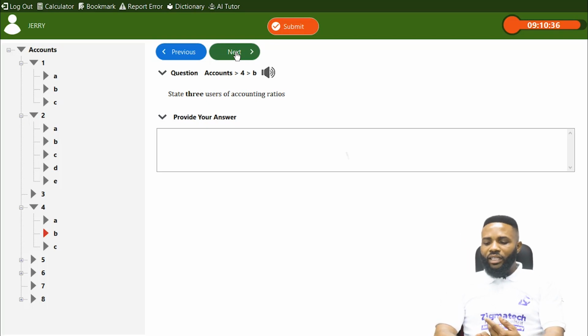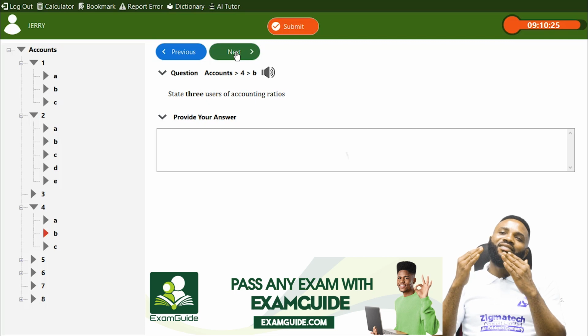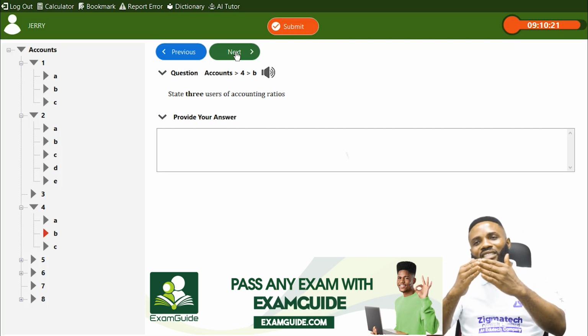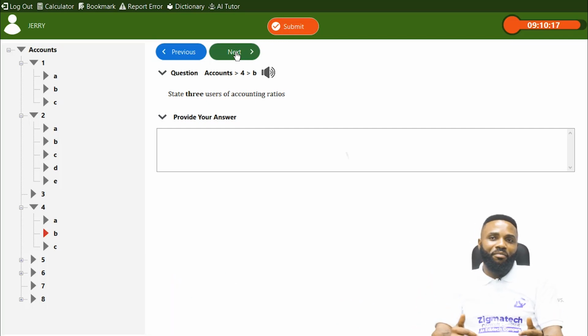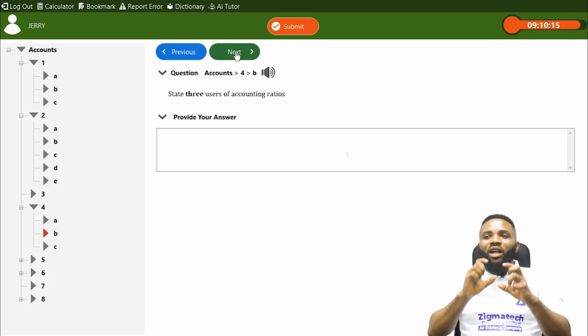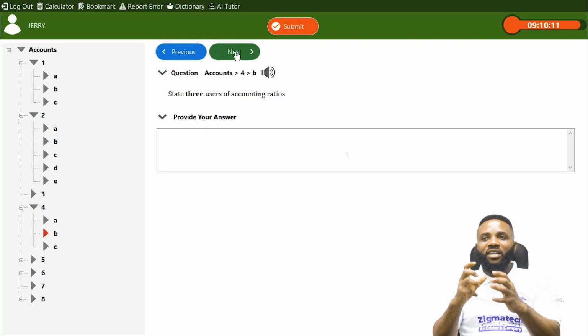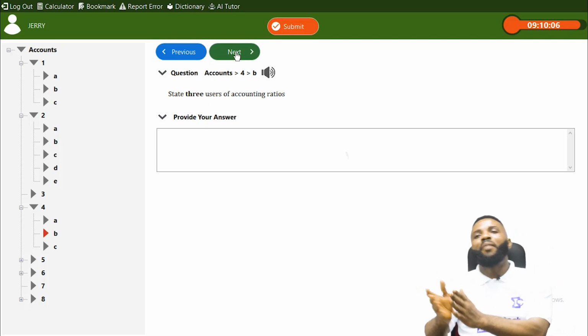Number one, it helps us to show what we call the trend of business activities over a period of time. What do I mean by trend? Trend is what we call consistency in accounting: what has happened in the business for a period of time. Trend analysis is simply comparing the activities of a particular period with another period.